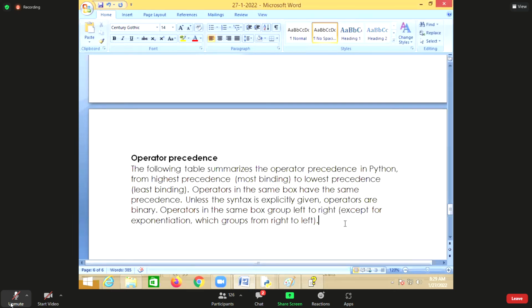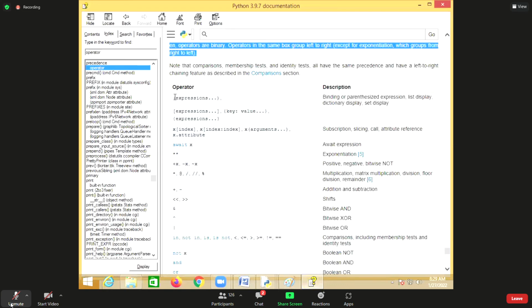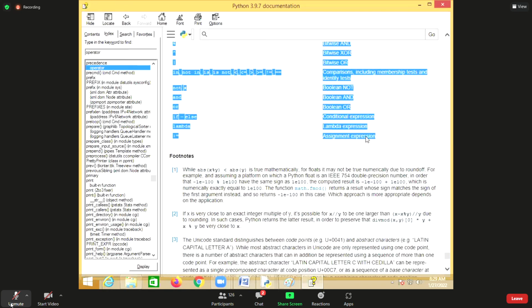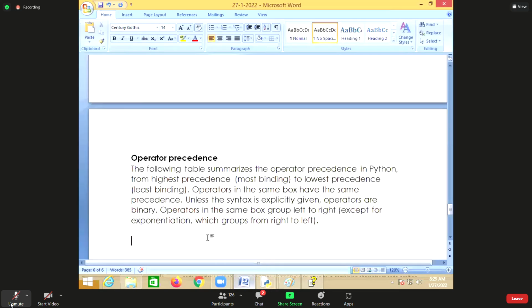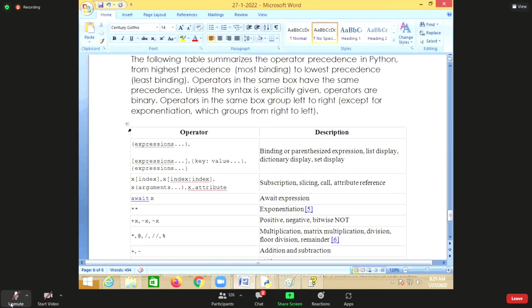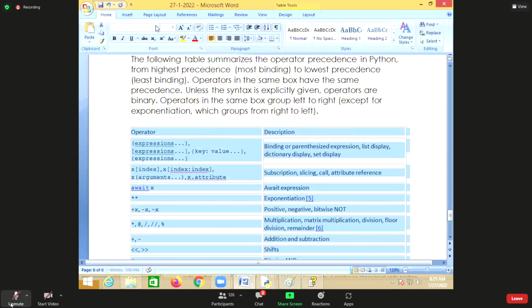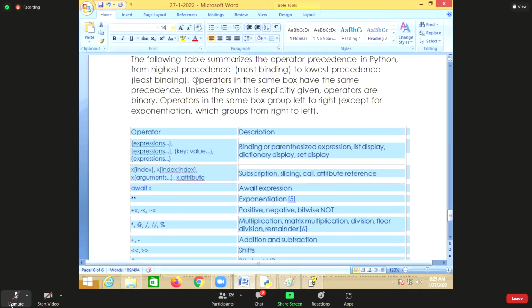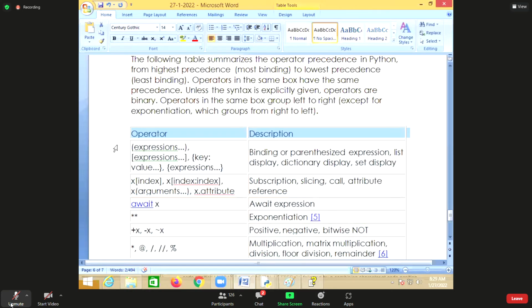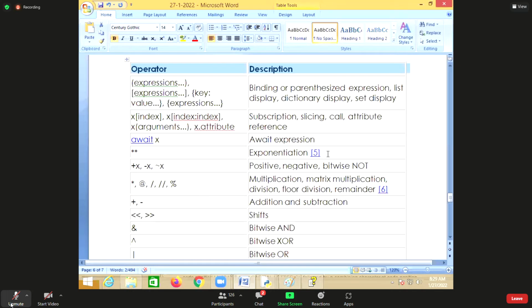If you see this table, so many operators are there. You can see all these operators and their descriptions. The highest precedence is given to parentheses, square brackets and curly braces. Next is given to subscripting, slicing, attribute references and the like.